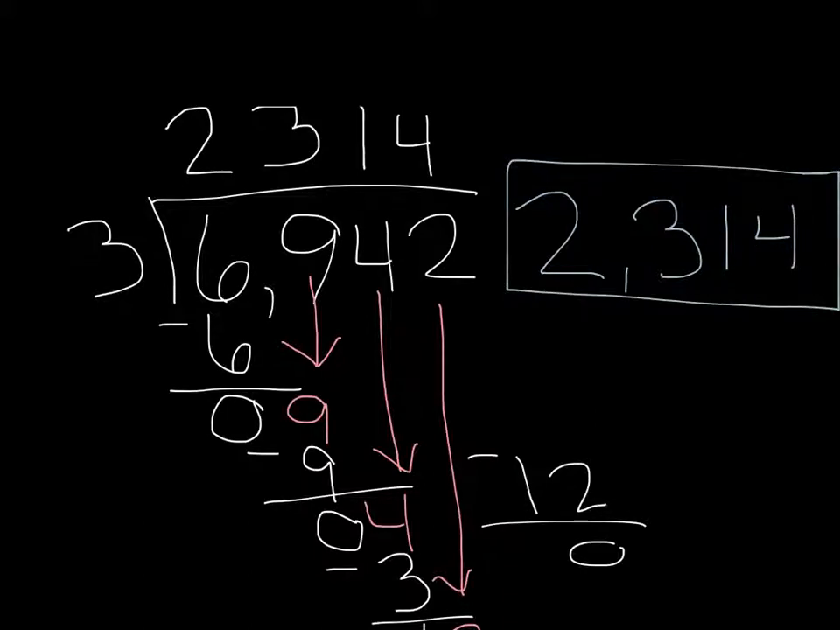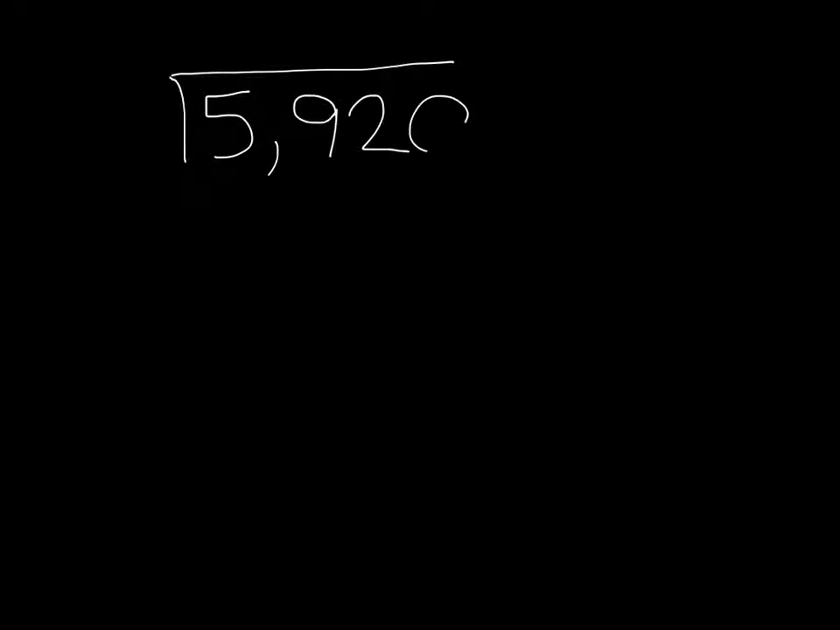Just like that. All right, so we're going to try one more. What if we are starting with 5,920 divided by 6? Now remember, like we talked about in class this morning, if the divisor, the number on the outside, is bigger than the number on the inside, the dividend, it cannot go in.